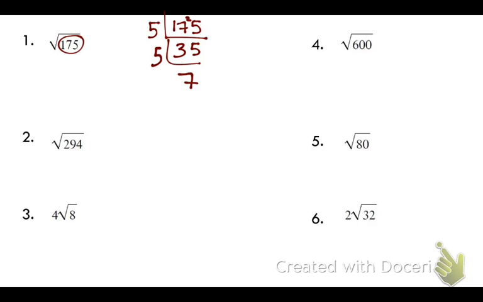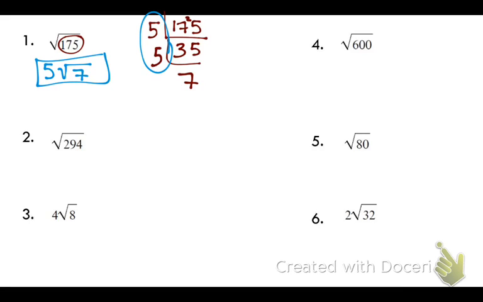What does pair mean? Like how many are in a pair? 2. Okay, so do you see 2 of the same number? Yes. So when you do, you pull it out from under the radical. So you'd have 5 square root of 7 as your final answer. So whatever there are 2 of comes out of the radical. Whatever's all by itself goes inside of the radical.